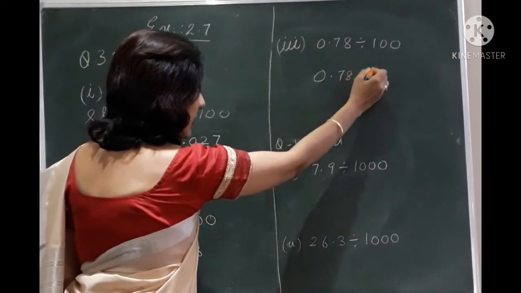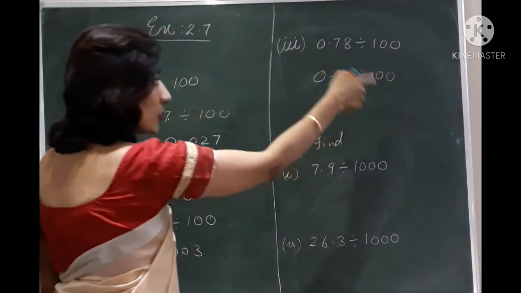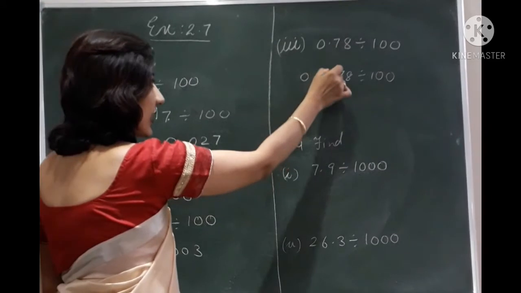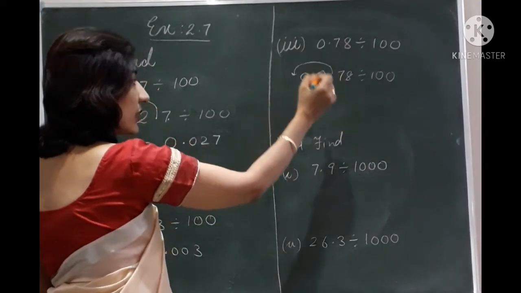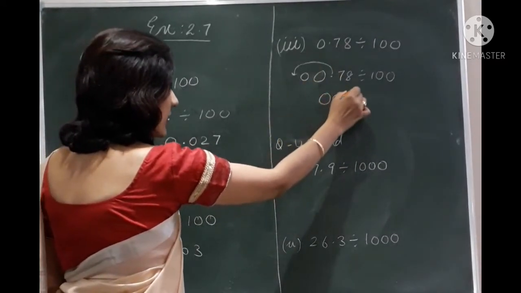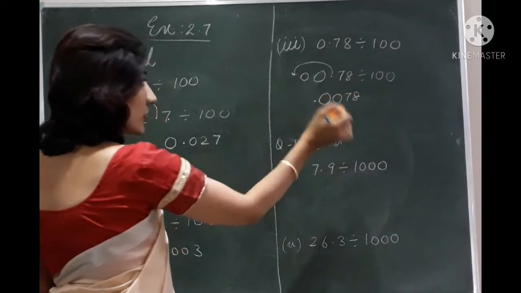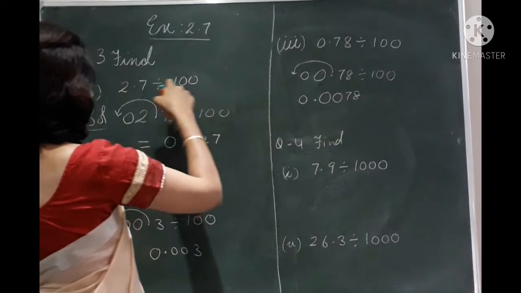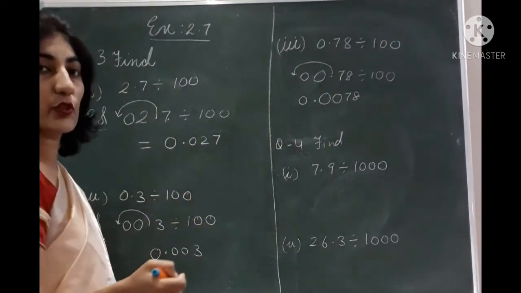0.78 divided by 100. You have to shift the decimal 2 places to the left. At one place I have 0, another one more 0 if I add, it will shift here. The decimal will come here. So the answer will be 0.0078. So put here 0.0078.